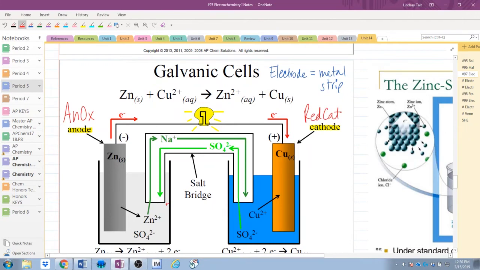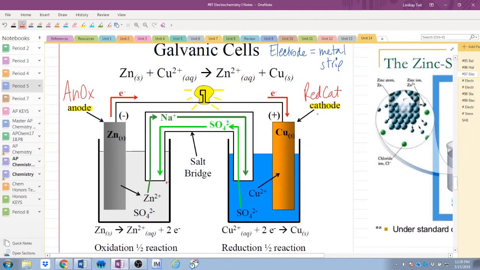An ox, red cat. At the anode half cell or electrode, that is where oxidation is occurring. And in the cathode half reaction, reduction is occurring. Right? So you see it does say that at the bottom here, that this is your oxidation half reaction, this is your reduction half reaction. And they show those half reactions right above.